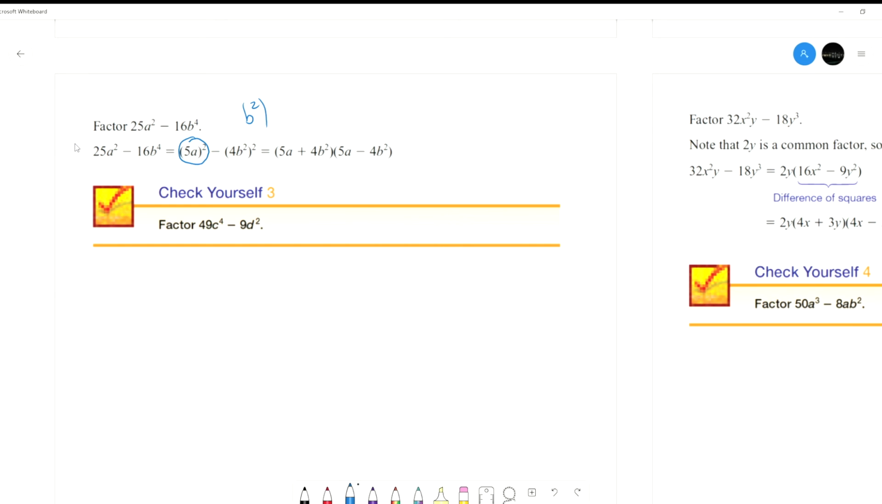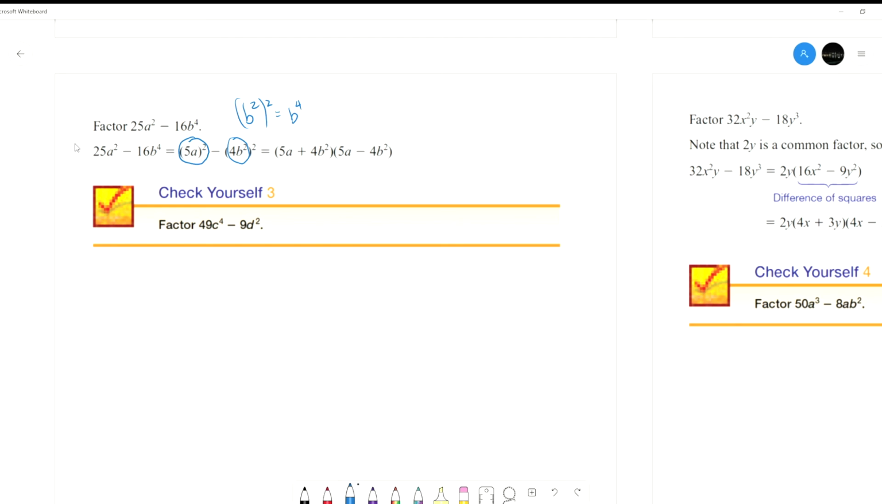Because this is technically the power rule that we learned the previous week, right? When you have b squared raised to the second power, you multiply the exponents, that's why it's b to the fourth. So in this case, you can just divide by 2. Whether it's b to the fourth or if they give you b to the sixth, you just divide by 2. That's how we came out with 4b squared as the square of the other one. So that leads us to (5a plus 4b squared) times (5a minus 4b squared). And that's all we have to do for this one.